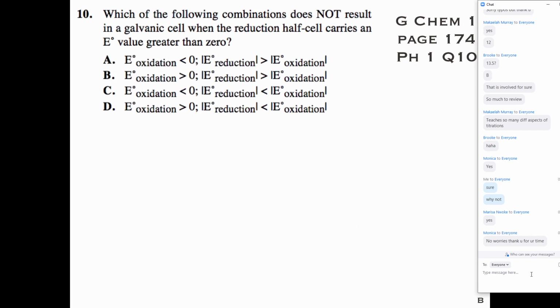Okay, so 3 GChem and 1 physics to go. So for this particular question: which of the following combinations does not result in a galvanic cell where the half reaction carries an E value greater than 0? Okay, I have no idea what a galvanic cell is, so I need some help. What does galvanic mean?